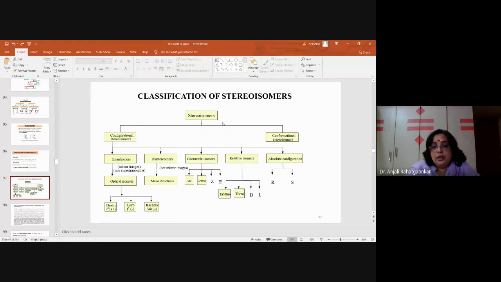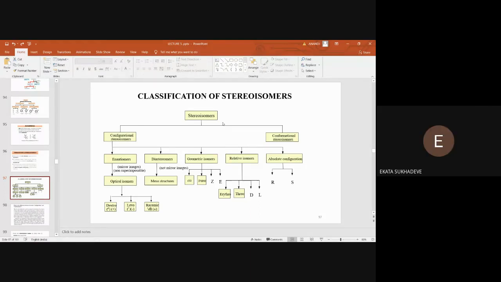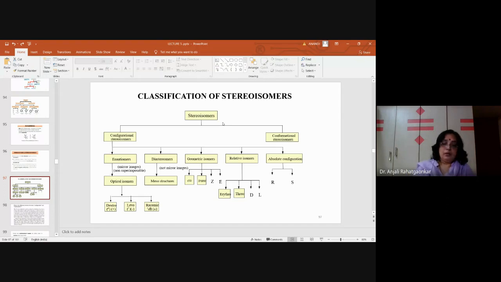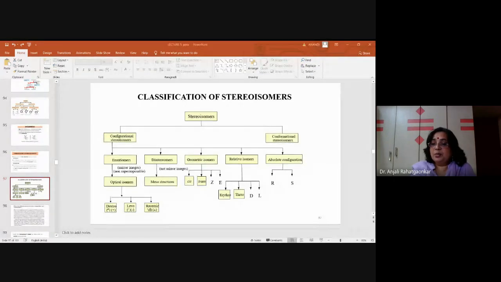Shall I explain, or tomorrow? Tomorrow, okay. Today's class is highly toxic, right? Highly toxic. Though it is stereochemistry, this is highly toxic. You feel so?